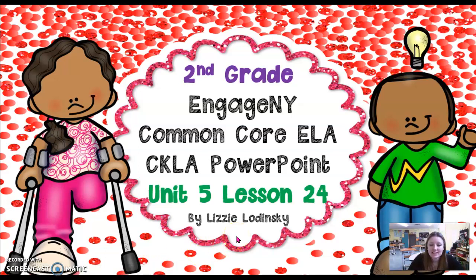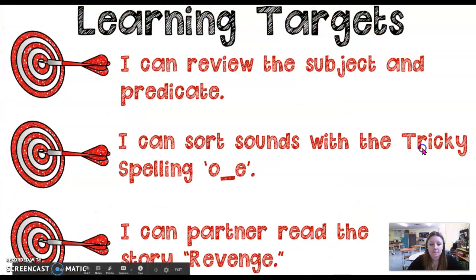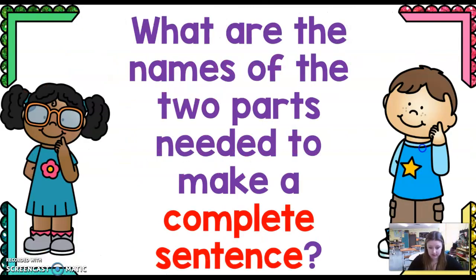Hi, second graders. Today's skills lesson we're going to be looking at together is Unit 5, Lesson 24. We are going to review subject and predicate a little bit at the beginning. We're going to talk about sorting sounds with a tricky spelling, o-consonant-e. And we're going to be reading the story called Revenge.